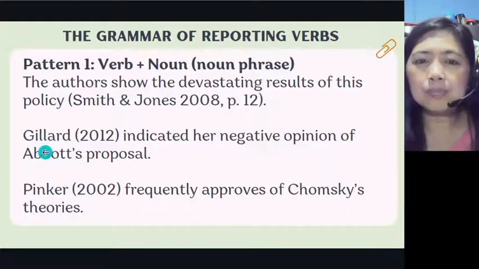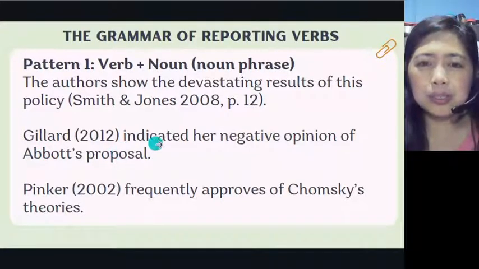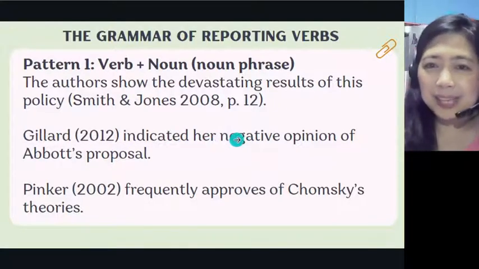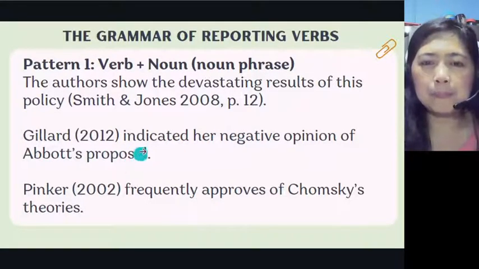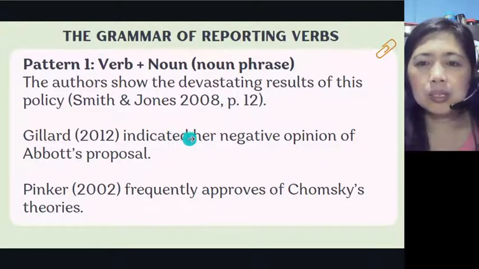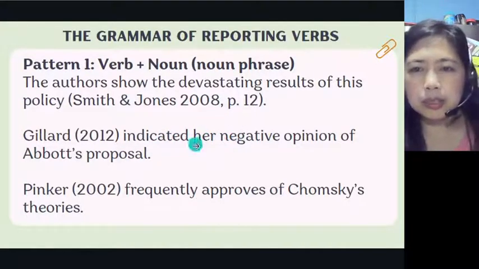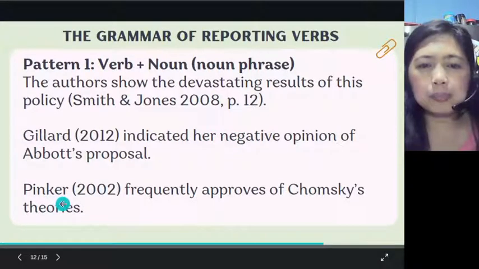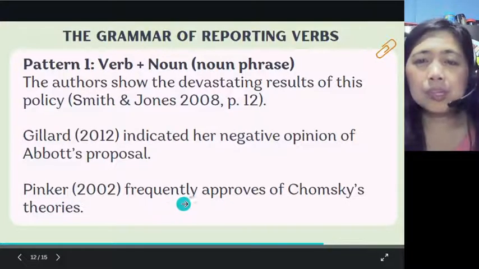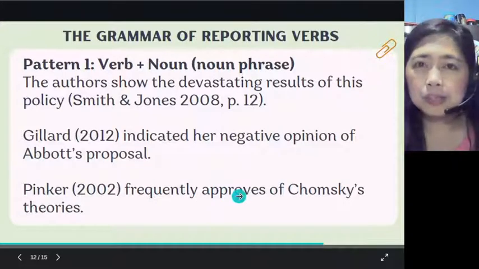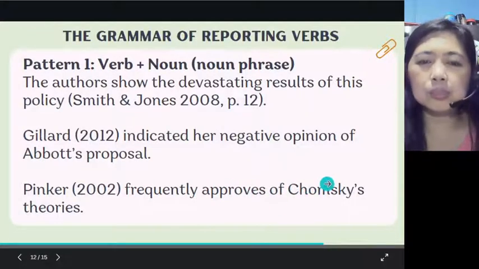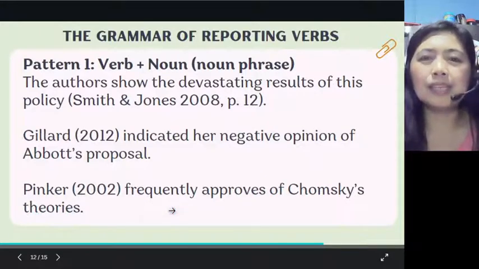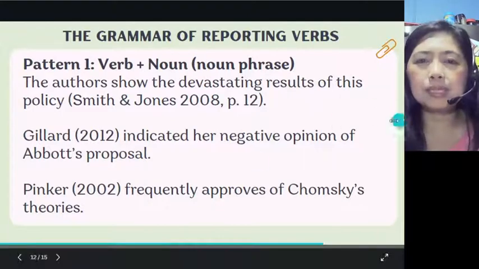Okay, another example: Gillard 2012 indicated her negative opinion of Abbott's proposal. Indicated is the verb. Her is actually a pronoun here, right? And Pinker 2002 frequently approves of Chomsky's theories. We have here the verb approves, and then the noun, actually the theories here is our noun. So that's pattern one, the verb plus noun.